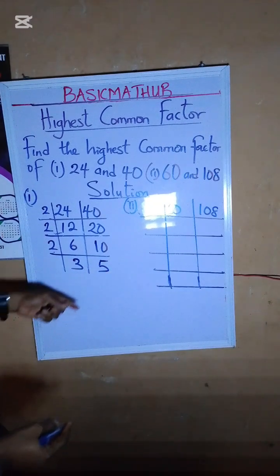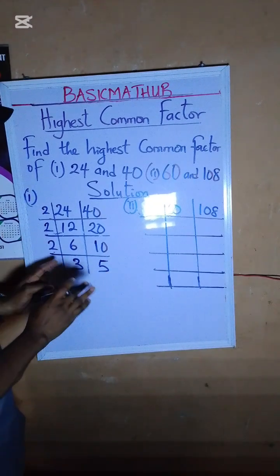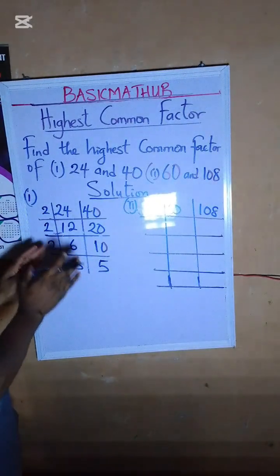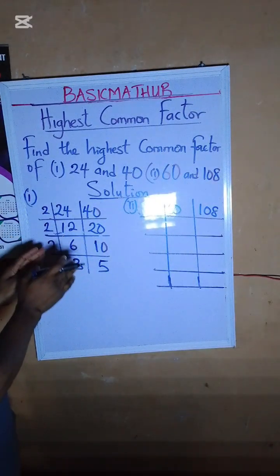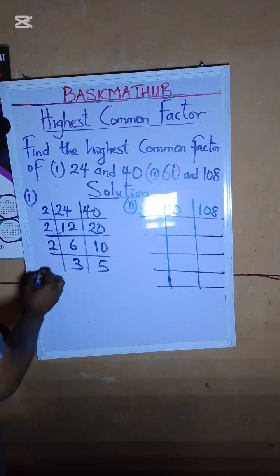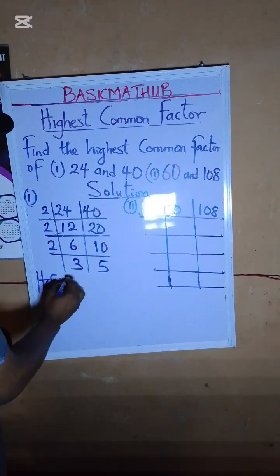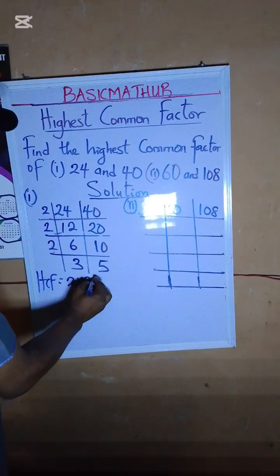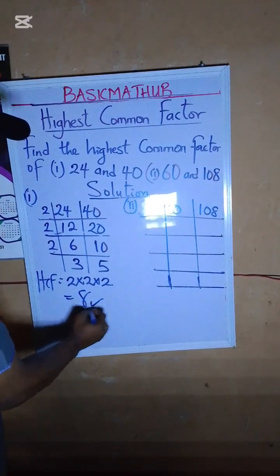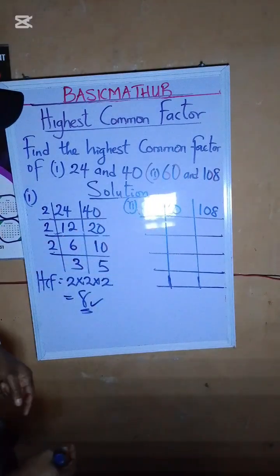If you look at these last two numbers, there is no factor that is common to both 3 and 5. So whenever you get to numbers whose factors are not common, you stop. That's your HCF. So the HCF for this one will be equal to 2 times 2 times 2, and what will that give you? 8.